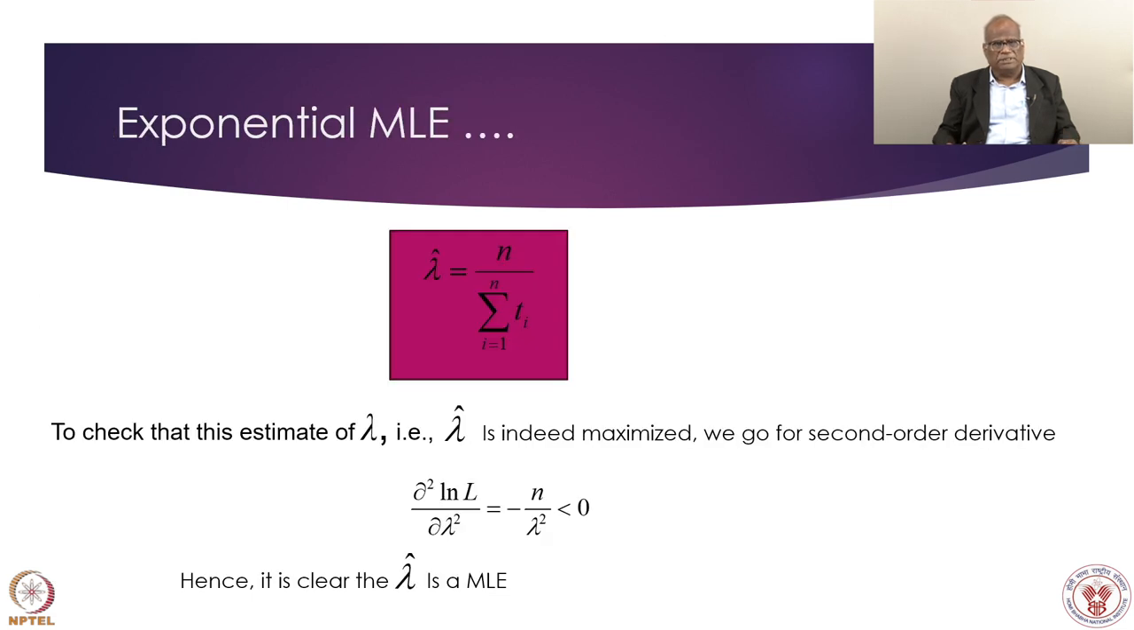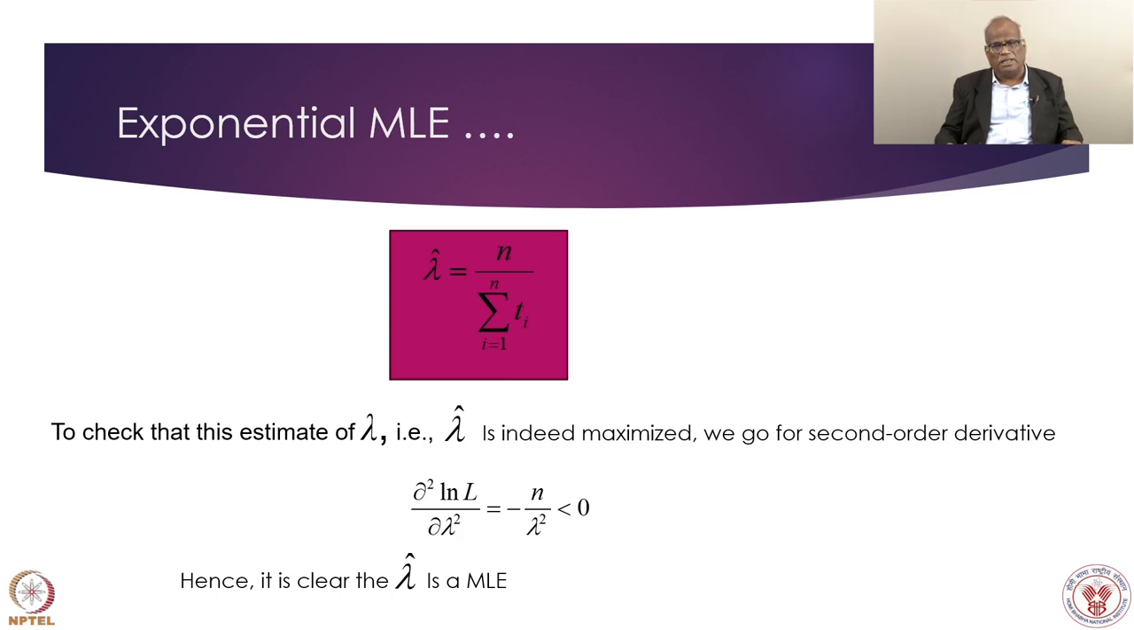When we solve the equation, we get lambda cap equal to n upon the summation of ti. If you recall, we had calculated this lambda value, and this provides us the estimator for lambda. How do we check this estimator? When we differentiate a second time, the derivative will not be 0; it will be negative. To check that this estimate, lambda cap, is indeed a maximum, we can go for the second order derivative. That means we will differentiate once more.